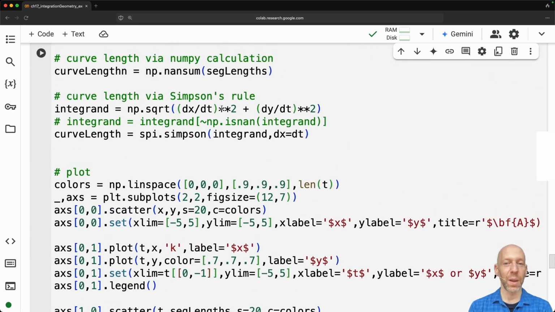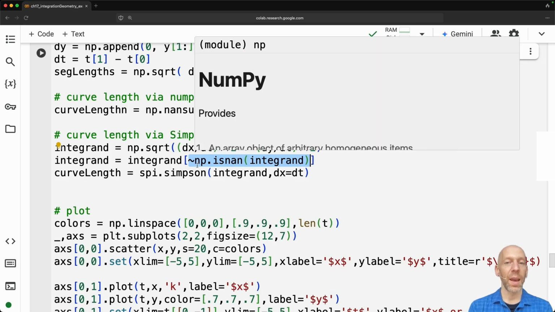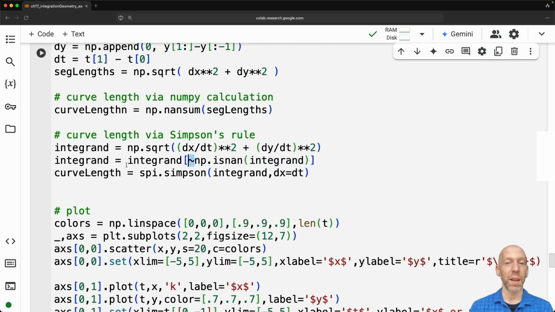Okay, now this goes back to this issue here. spi.simpson is not built to handle NaN values. So therefore this is going to produce a value of NaN because the integrand contains NaN values. That's why I have this line of code here where I say find all of the values where the integrand is NaN, corresponding to outlier values, and select for the opposite of those, which means the finite values, and overwrite the variable integrand to be only the values of integrand that have valid finite numerical values.